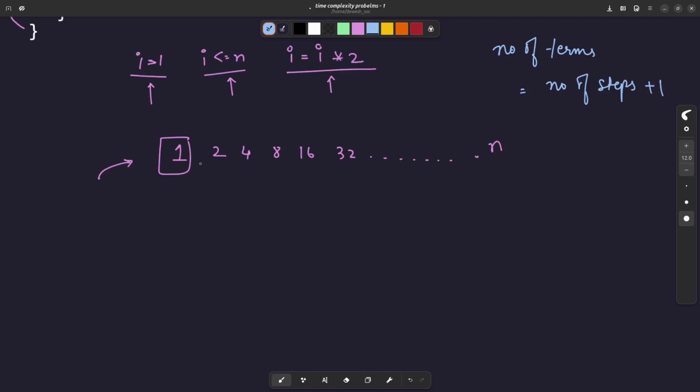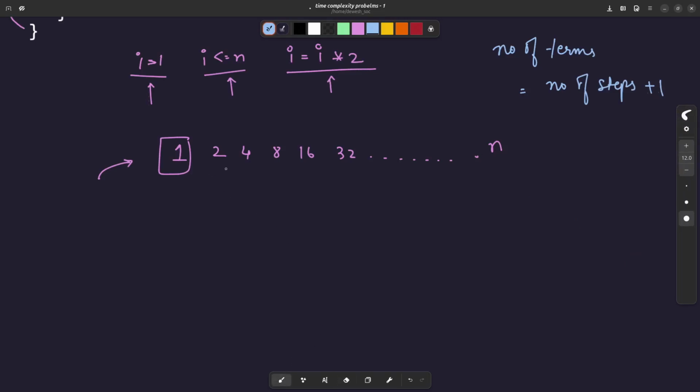Okay. So this is actually true for any series in the world. Let's say I have this simple 1, 2, 3, 4, 5. Okay. How many steps are there? First step, second step, third step, fourth step. There are 4 steps. So 4 plus 1, 5 terms are there. True. 1, 2, 3, 4, 5. 5 terms are there.